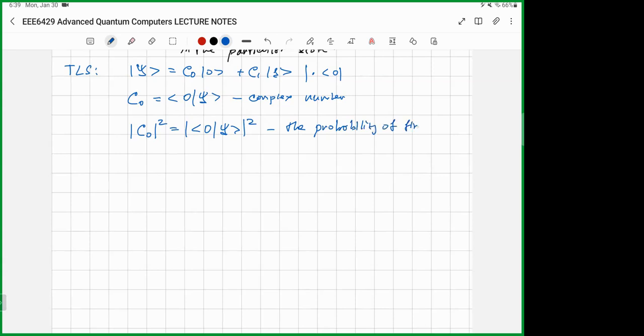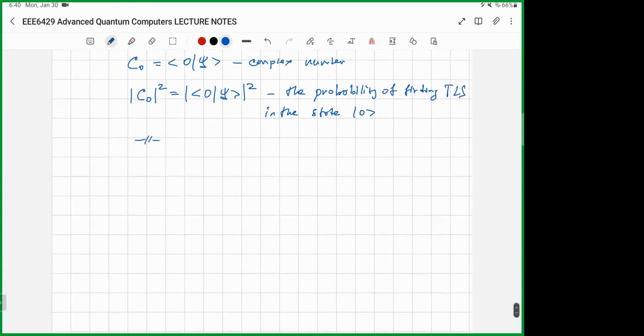So in this particular case, C sub 0 modulus squared is the probability of finding the TLS in which state? In state 0. And in the same way, for example, C1 modulus squared is the probability of finding the system in state 1.